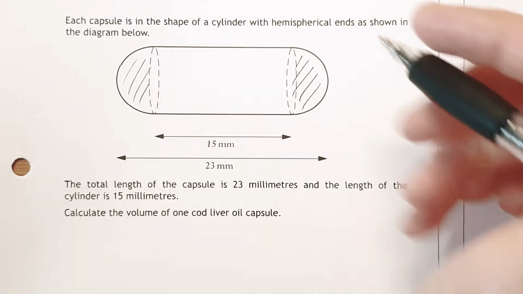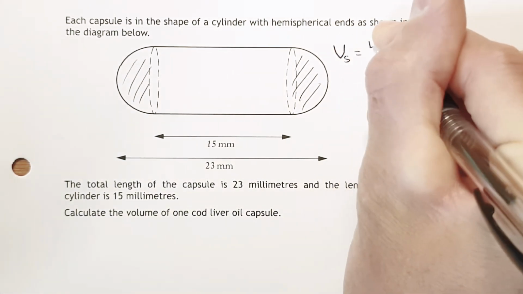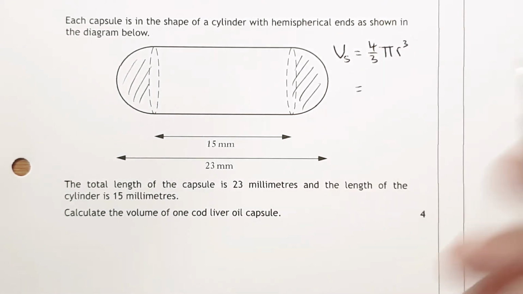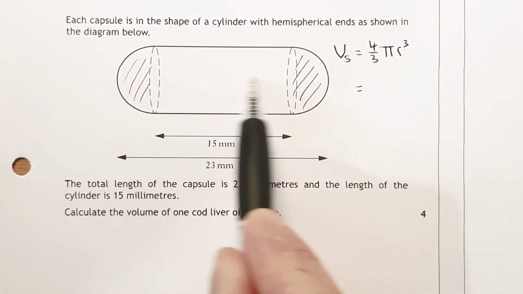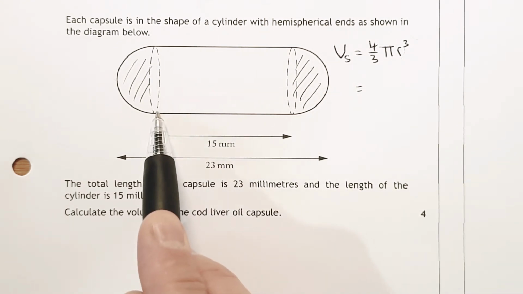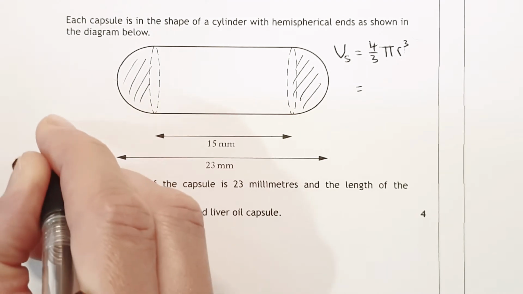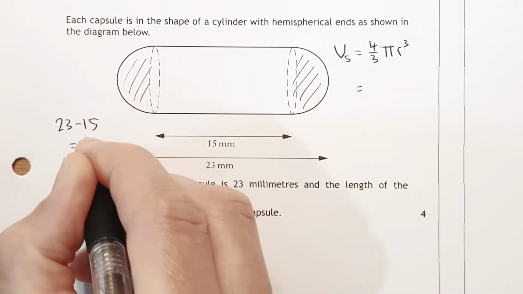So the volume of the sphere, so I'll put Vs, is 4/3 pi r cubed. So the only thing we need to work out here to sub it in is the radius. Now, this bit can be a bit tricky. We can see that the whole capsule is 23 in length, whereas the cylindrical part, this bit here, is only 15. So if we do 23 subtract 15, that gives us 8 millimeters.